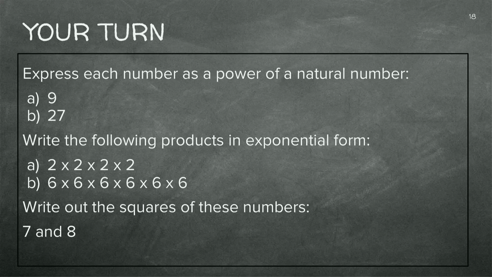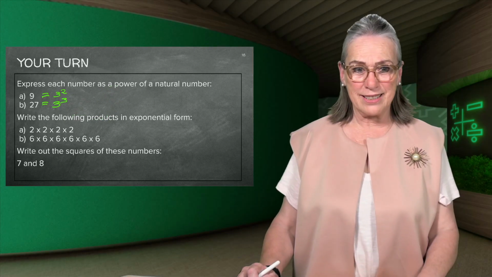Okay, so they ask us, express each number as a power of a natural number. So if we know our square numbers by now, we will immediately know, yes, I can see, it is 3 to the power of 2. And what is 27 then? Yes, 3 to the power of 3. Congratulations if you got that correct.